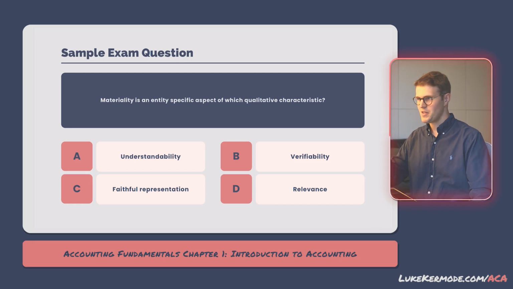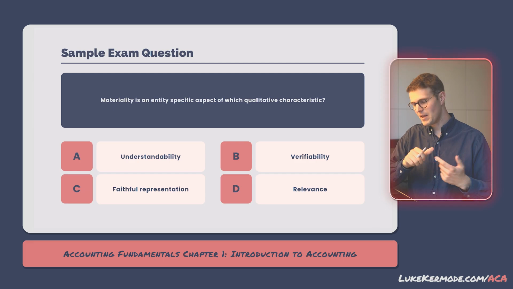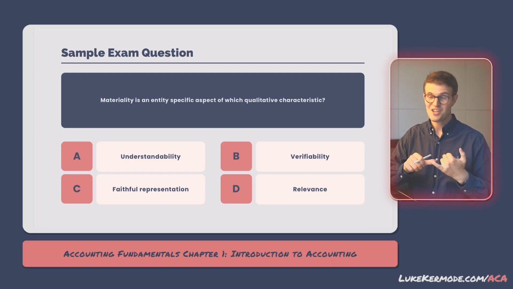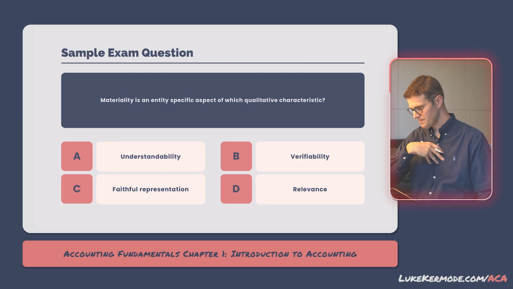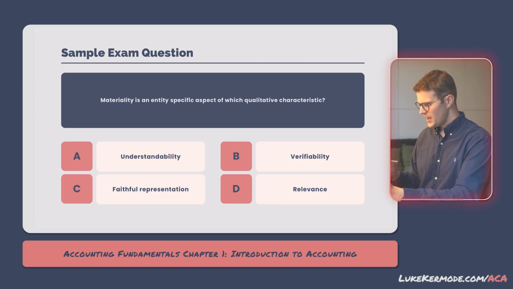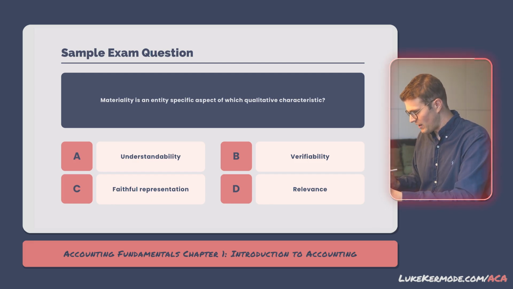Materiality is an entity-specific aspect of which qualitative characteristic? Is it understandability, verifiability, faithful representation, or relevance? So the correct answer here is relevance.